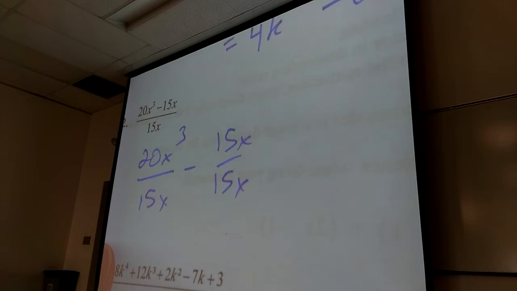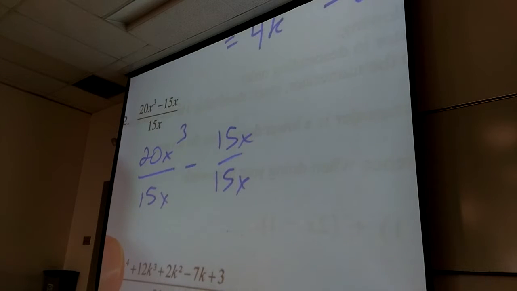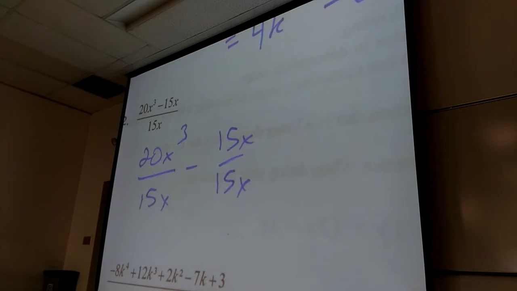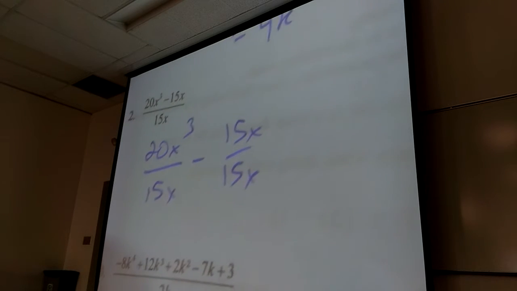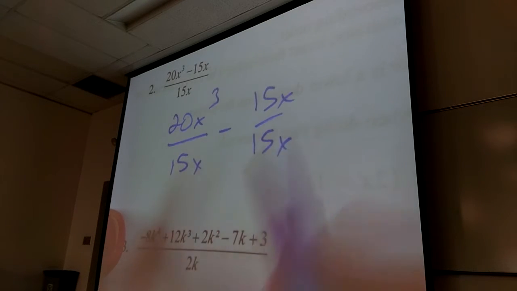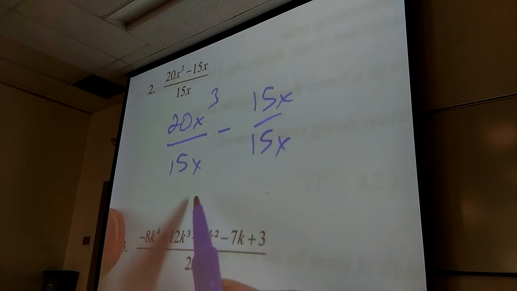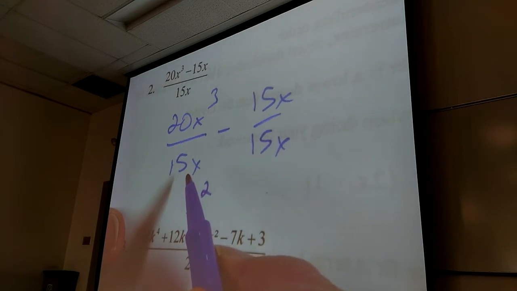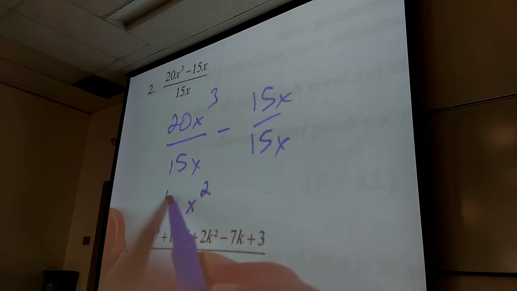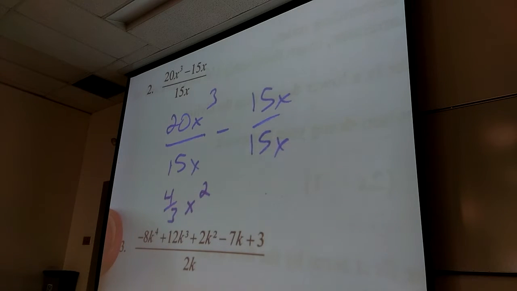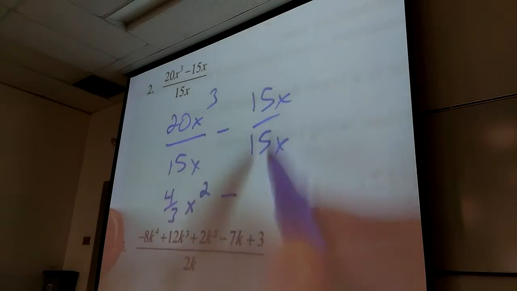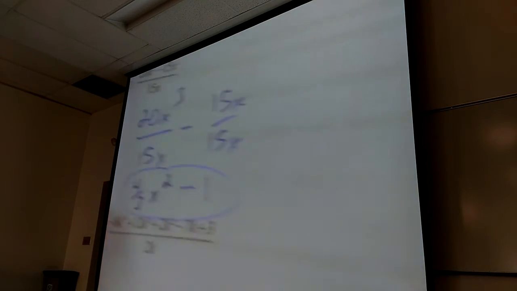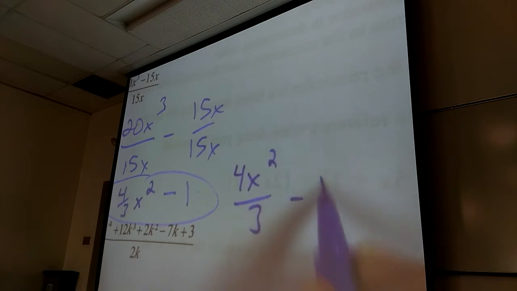For some reason, people give me one-term answers, which makes no sense. I can't divide and get 0. It's impossible, unless the top was already 0. What's this first piece? How many x's do you have left? 2. And 20 over 15, as it always has been, reduces to 4/3. Minus 1. Or you can write this as 4x squared over 3 minus 1, same thing.